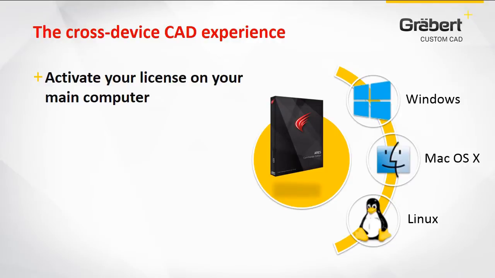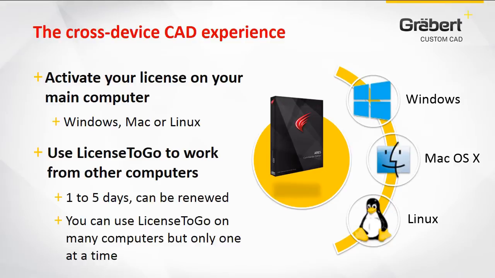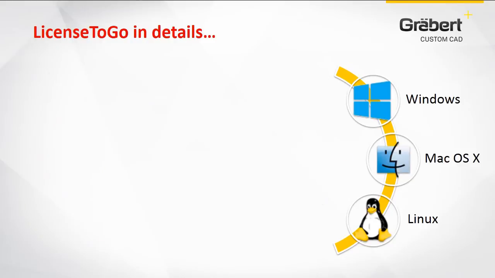First, you will activate your license on your main computer. License to Go will allow you to work from other computers without uninstalling the main license. Let's have a closer look.